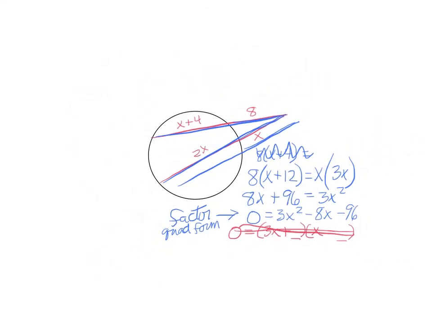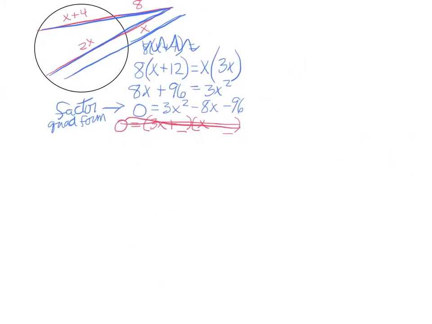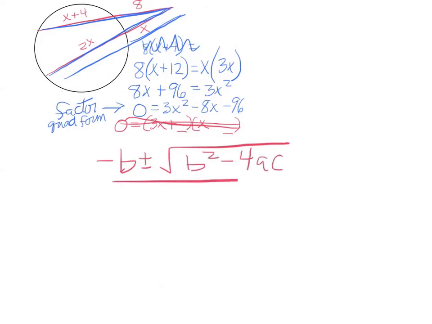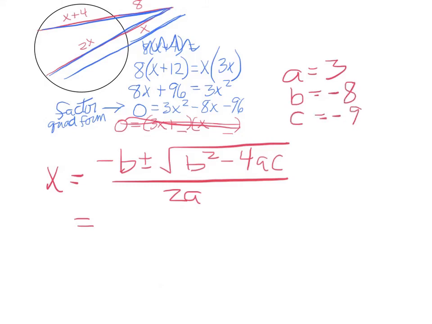So I'll just move this up here. And the quadratic formula, if you remember, is minus b plus or minus the square root of b squared minus 4ac over 2a, and that's how you solve for x. Now, a is equal to 3, b is negative 8, and c is negative 96.